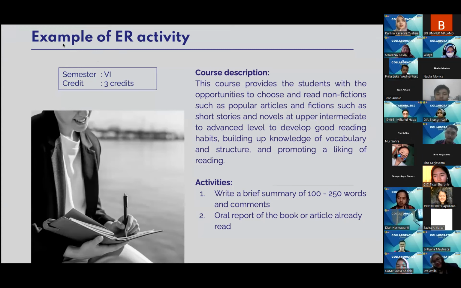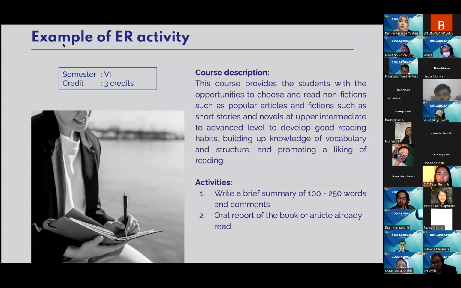So there are 3 main topics in extensive reading applied in our courses. The first one is the popular article. The second one is the short story, and the last one is the novel. In novels, we have 2 topics. The first one is the simplified or abridged novel, and the second one is the non-simplified or unabridged novel that they have to read.